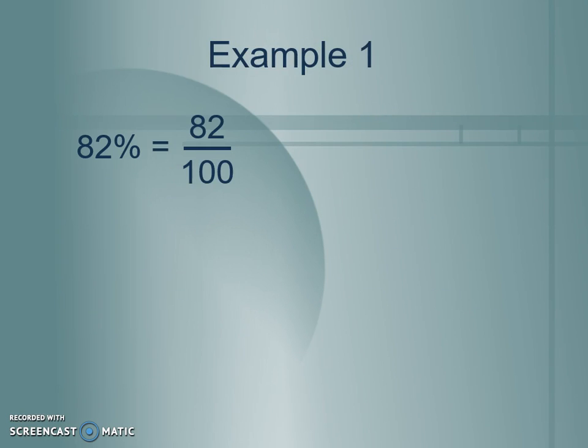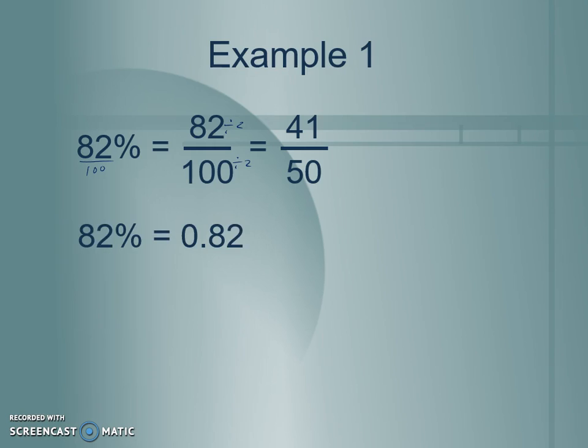Example 1 says write 82% as a fraction and as a decimal. Well, we're just taking this 82 and writing it as a ratio to 100, so 82 over 100. And then we can actually simplify that. Both of these numbers are divisible by 2, so we get 41 over 50 as our fraction. And the decimal form is just moving the decimal 2 places to the left. Or if you remember, it is read as 82 hundredths. This is our hundredths place.